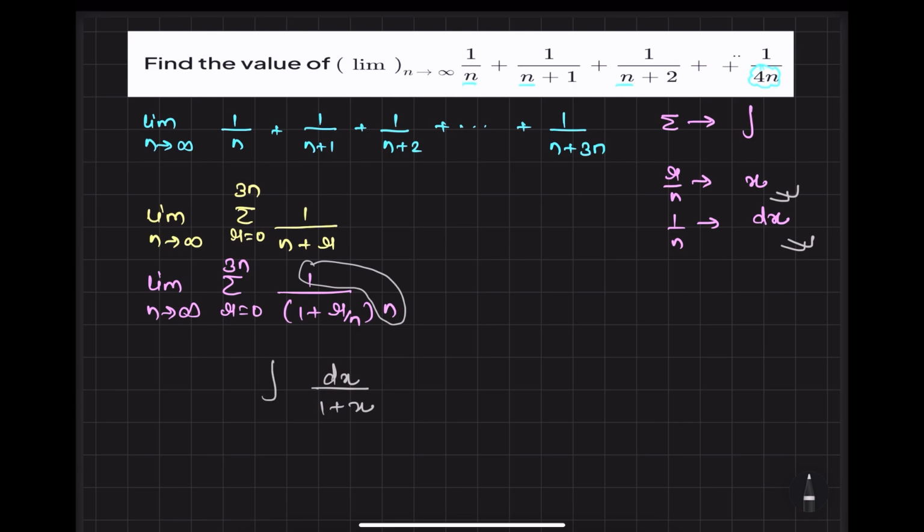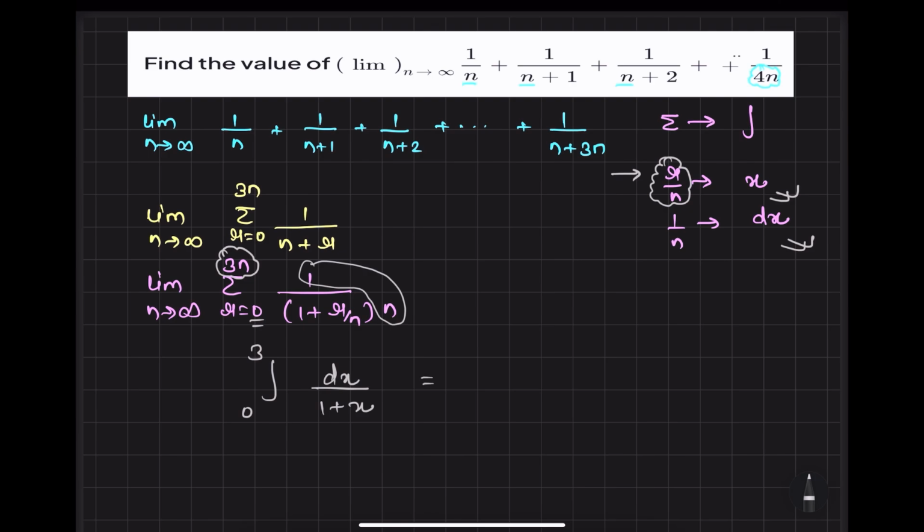Now the limits of integration. You know that r is 0. So suppose r is 0, this r by n will become 0. This means the lower limit will become 0. Correct? Now, if you observe 3n, if you replace r with 3n, you will have 3. This is done. Now your question sums up to this situation. Now you have to do the integration and you are done with the question.